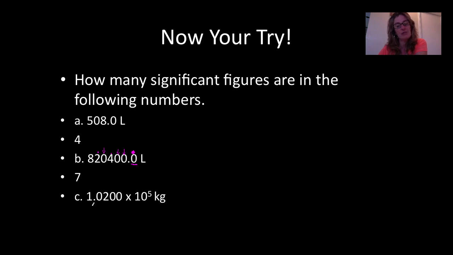How many significant figures are in this number? Go ahead and pause the video and see if you can figure it out. If you said 5, you were correct. Once again, this is a captive 0 between two non-zero numbers, so it is significant. These two zeros are the last zeros after the decimal point, and they are significant. So I have 5 significant figures in that number.